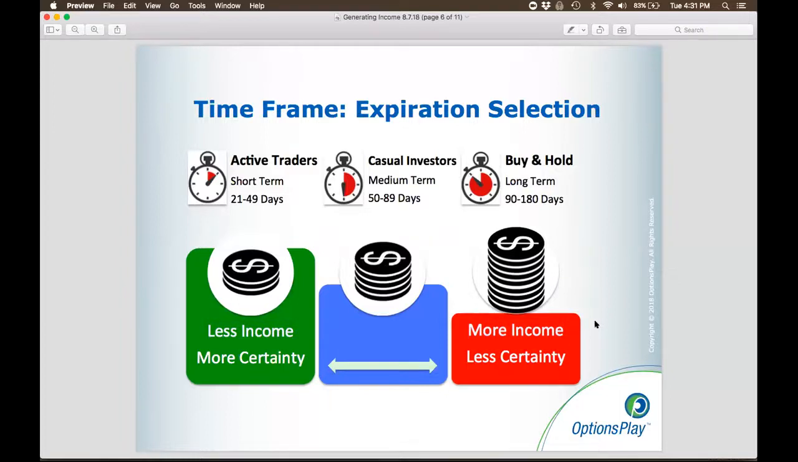So we're going to learn a little bit more in the next few slides about how that actually affects your strategy. However, most users will tend to be more on the shorter end of the spectrum as active traders and trade what we consider weekly options, so anywhere from 3 to 7 weeks out.